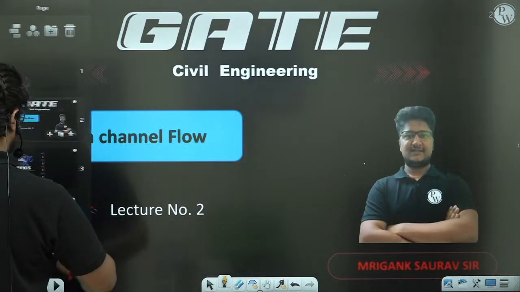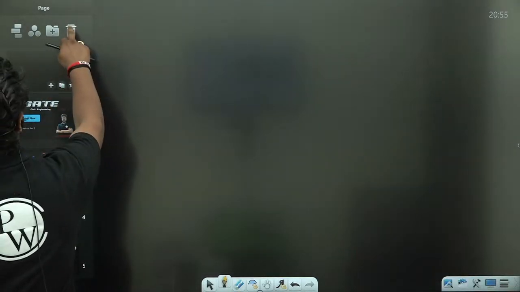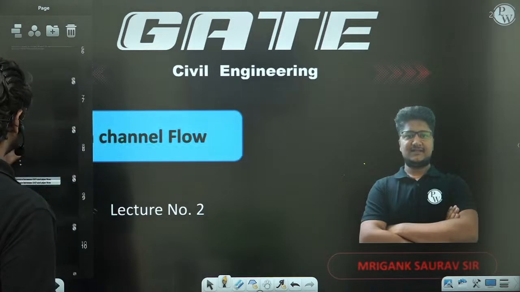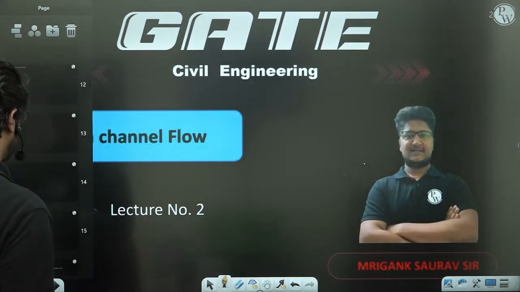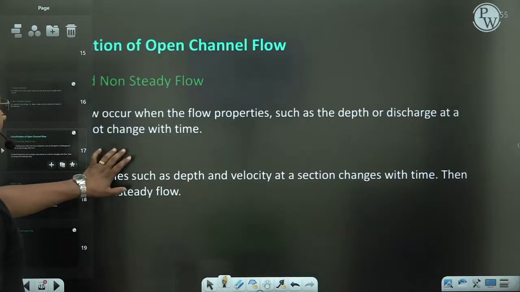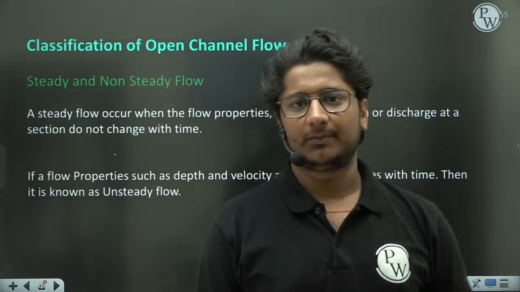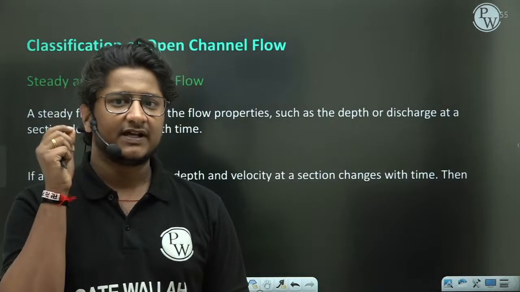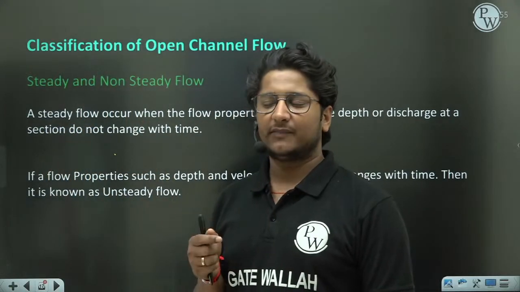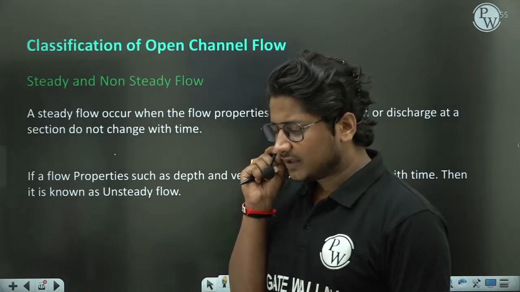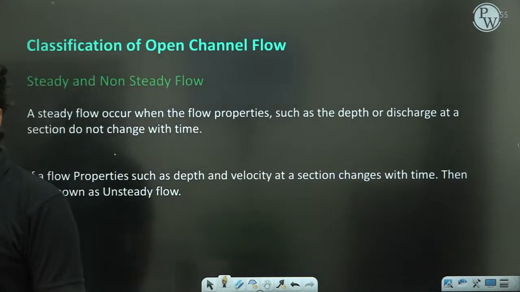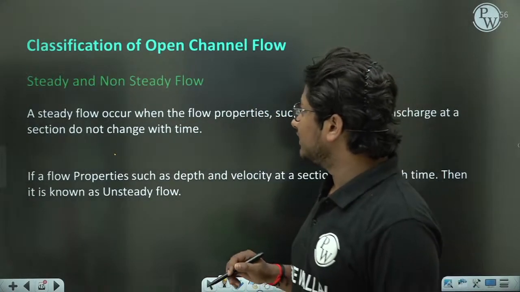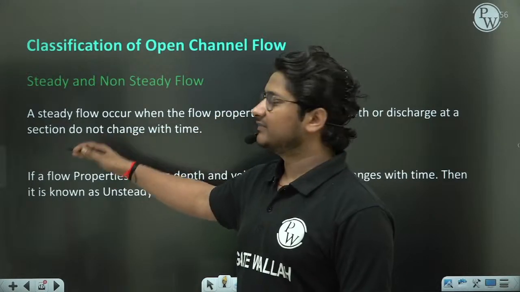In my yesterday's class, I discussed definitions as well as the difference between OCF and pipe flow. In today's class, we are going to start a new topic, the classification of open channel flow. The classification of open channel flow is done on different bases. One basis is whether flow parameters like depth, velocity, and discharge change with time. If they change with time, we call it unsteady flow. If not, we call it steady flow.